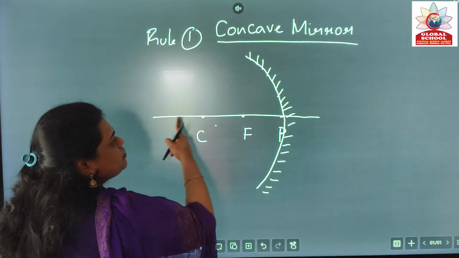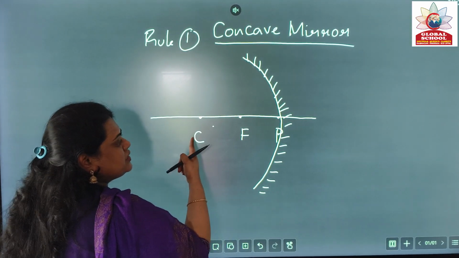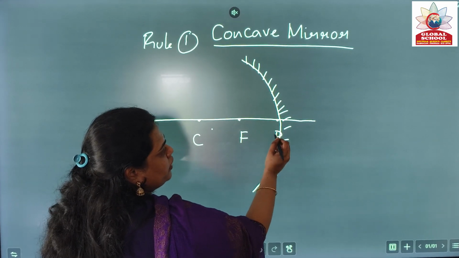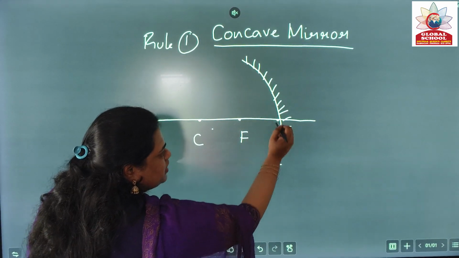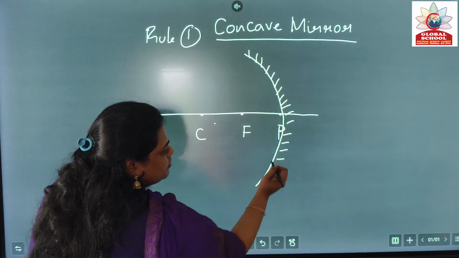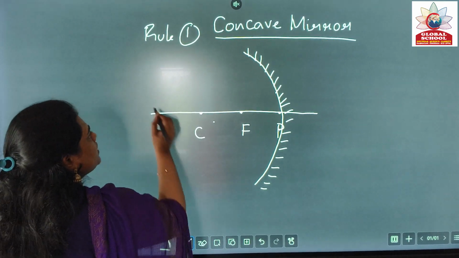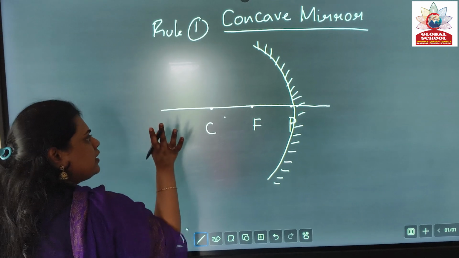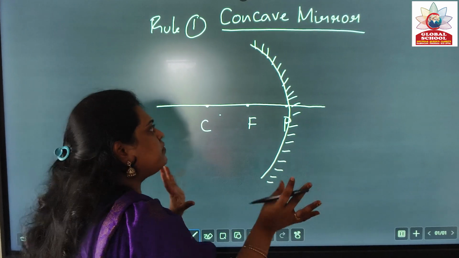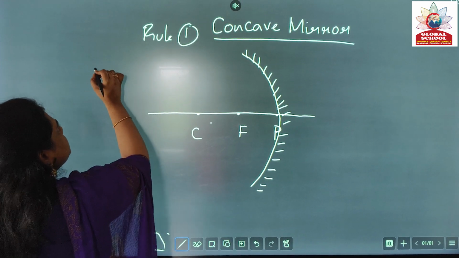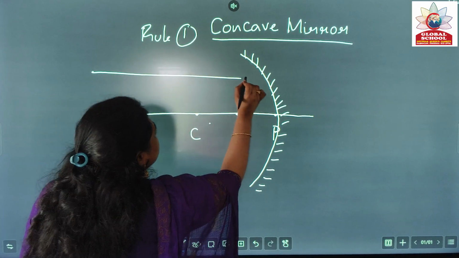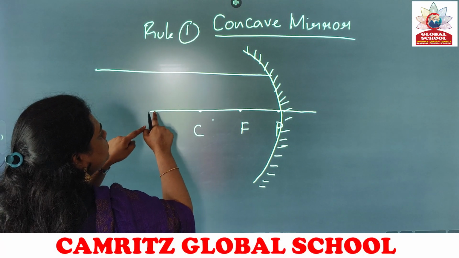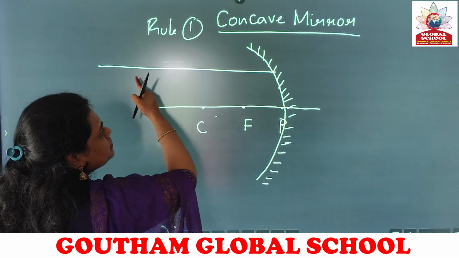So this is the principal axis, point C is the center of curvature, point F is the focus and point P is the pole, where the concave mirror is passing through. For example, if a light ray from sunlight or from a tube light, from anywhere, is passing parallel to the principal axis, this line is parallel to the principal axis.